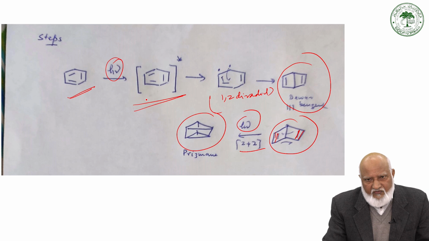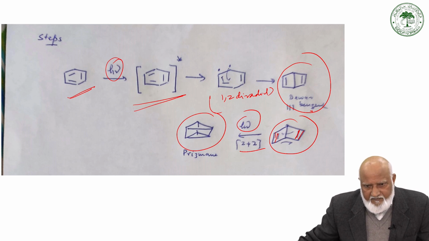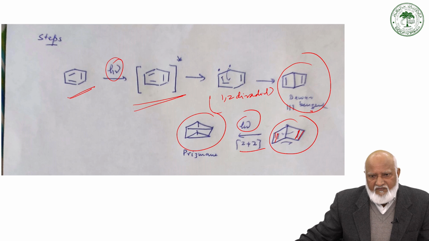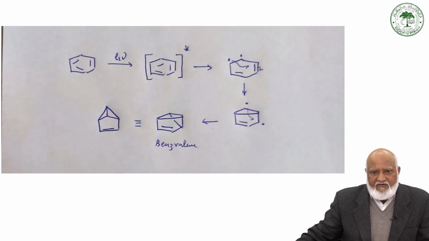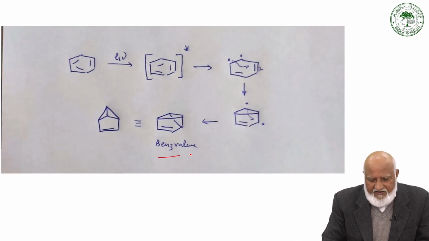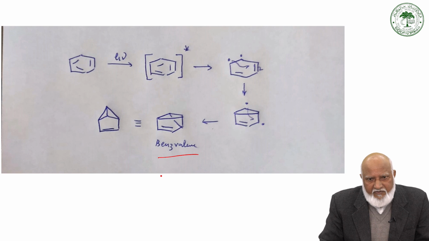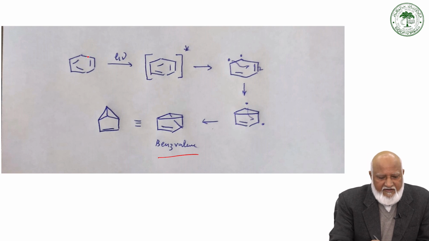By excitation of one double bond to give a 1,2 diradical, and then this can transform, and then this can further under photolytic condition give rise to this product, prismane, originating as a secondary product from Dewar benzene. The formation of benzvalene can be visualized by looking into the steps involved in this.